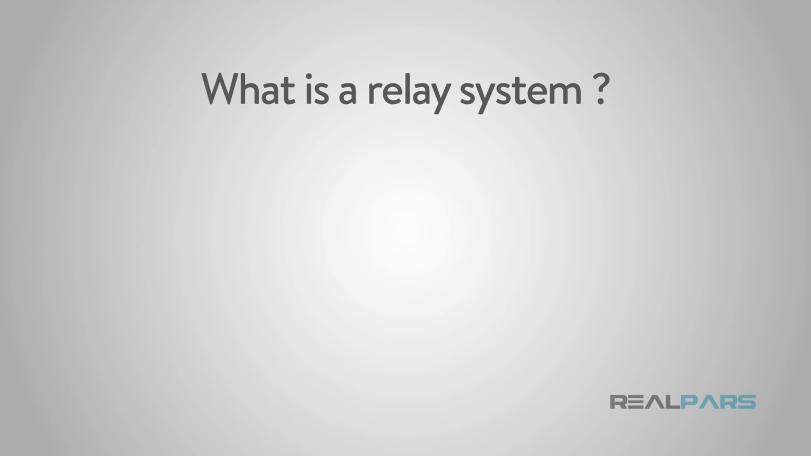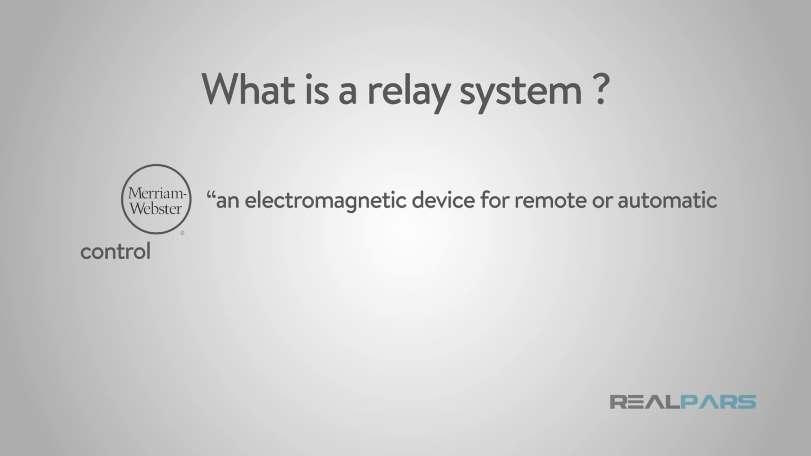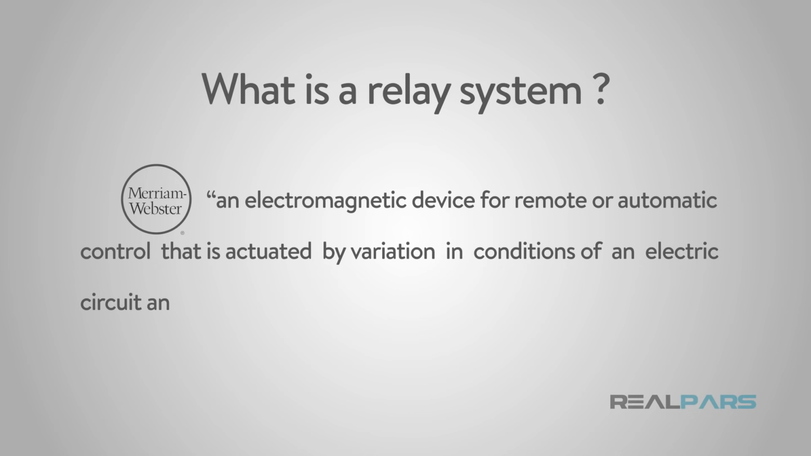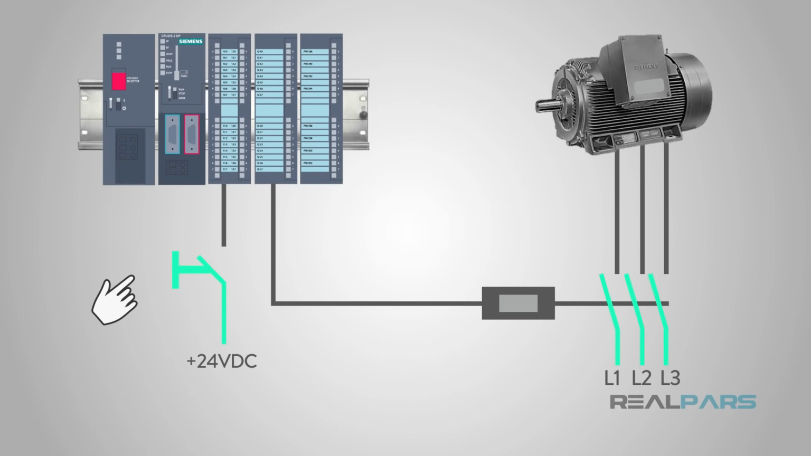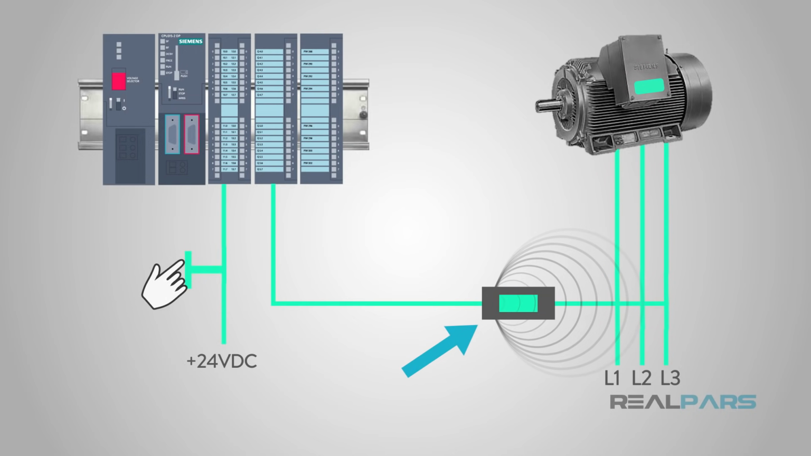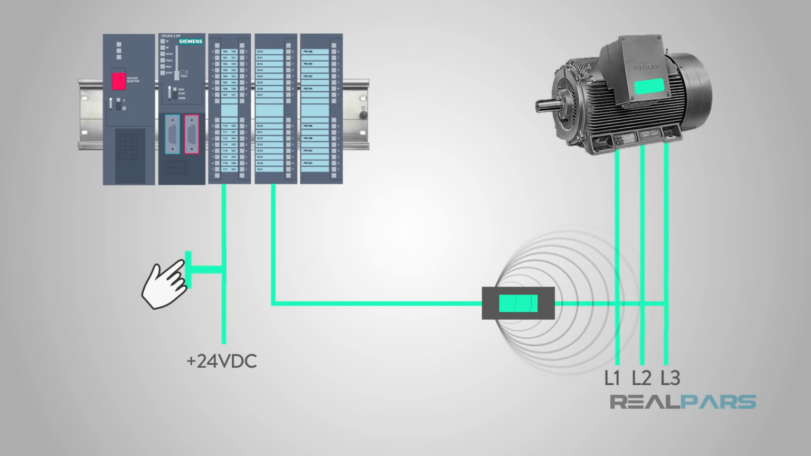Let's start by talking about what a relay actually is. According to Merriam-Webster, a relay is an electromagnetic device for remote or automatic control that is actuated by variation in conditions of an electric circuit and that operates in turn other devices, such as switches, in the same or a different circuit. In a common relay system, you would push a button to energize a relay, which in turn will pass current through a set of contacts that close when it's energized.